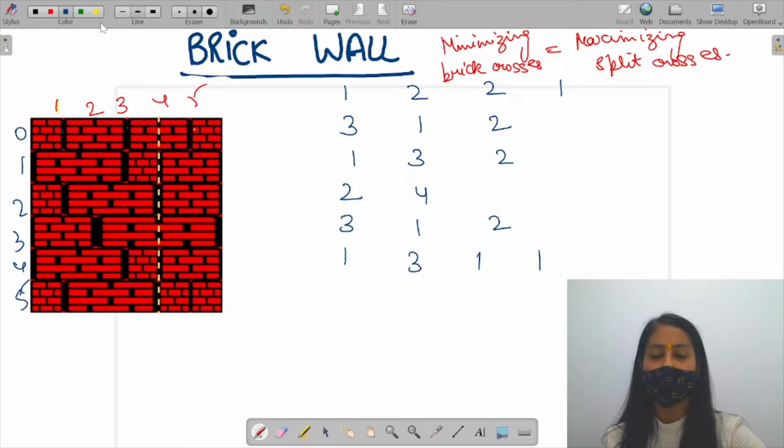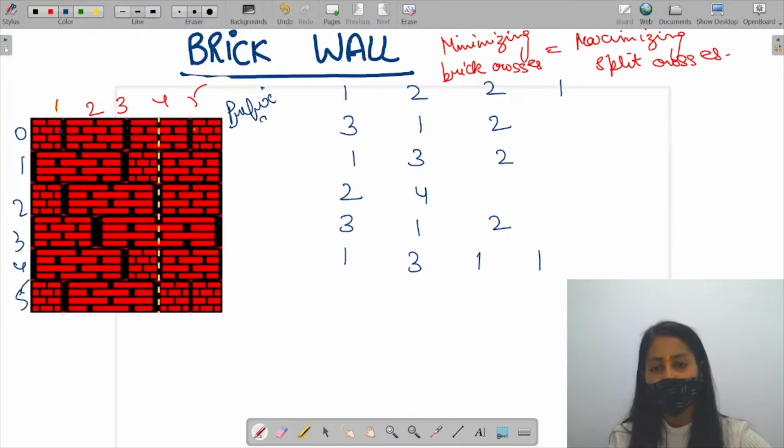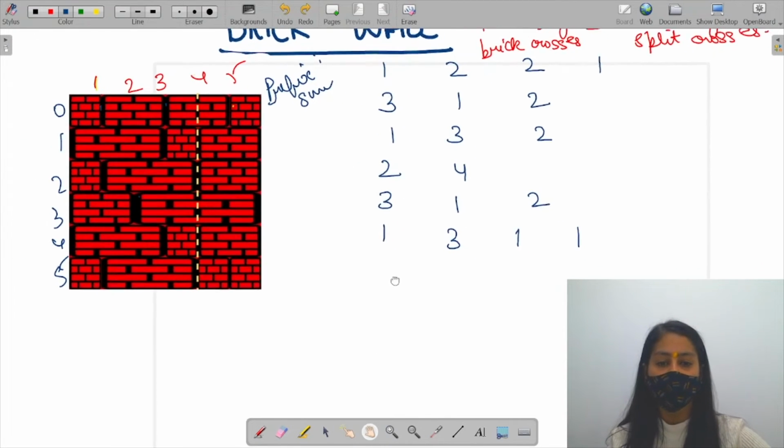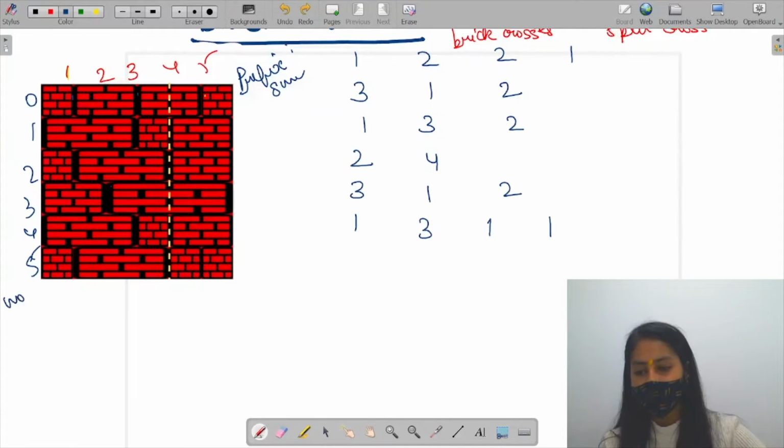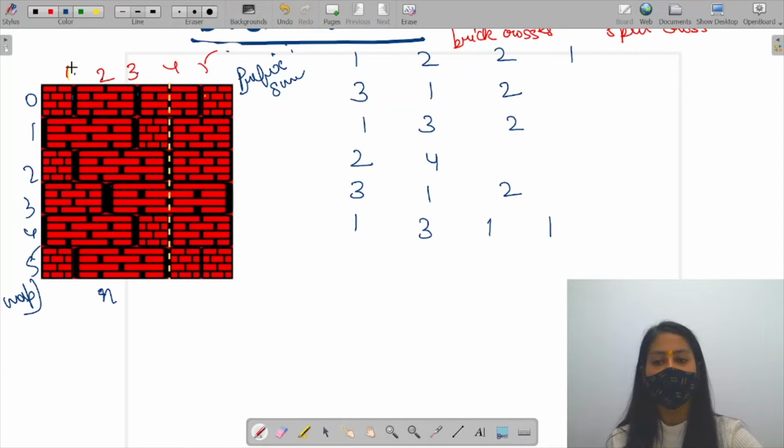Now the question is how we will find the maximum split crosses. The answer is that we are going to use the prefix sum. By using prefix sum we will find the maximum split crosses, and from that we will find the minimum brick crosses, right? So we will take a map. In the map the key is the point present here.